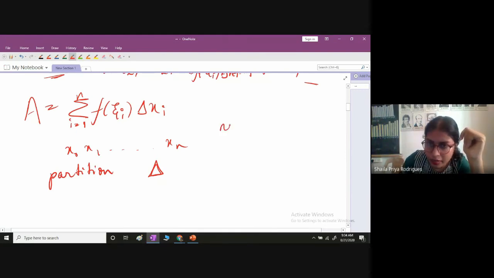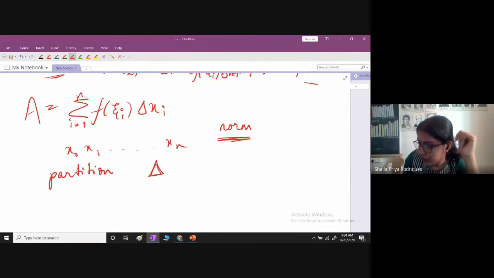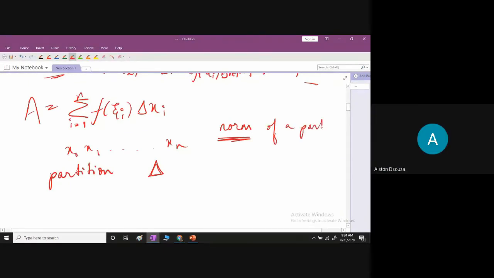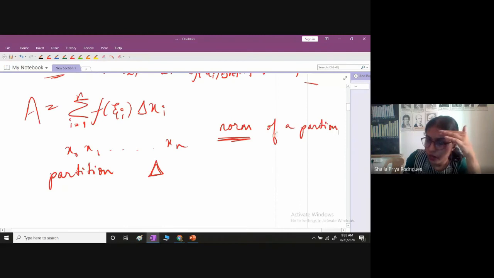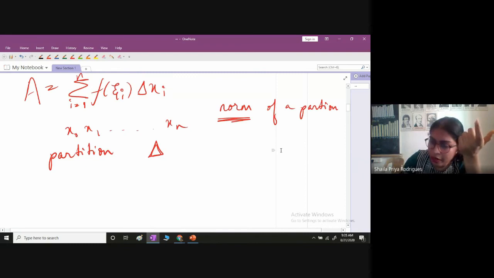And there is a word that I want you to learn here, which is called norm. Have you read the word norm in the PDF that I gave you? This is important. What is the norm of a partition? The maximum length of a subinterval. Among the n subintervals, you find the subinterval which has the maximum length. Okay, that length is called the norm of that partition.